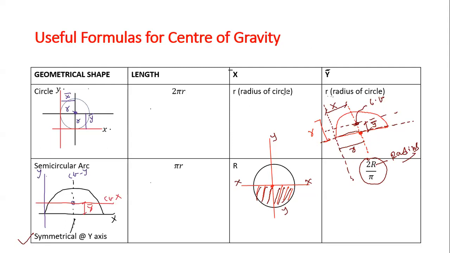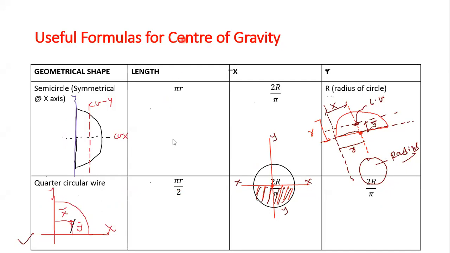Now observe, your semicircle is symmetrical about the y-axis, yes or no? So in that case you will require the center of gravity in y direction only. In x direction you will get it directly, you can remember that. We have an equation for only the y direction. This r is not an equation, it is a simple terminology, it is a radius. That you get directly.